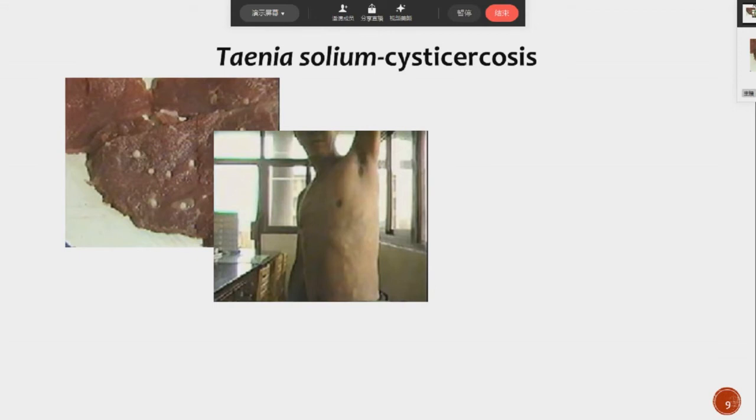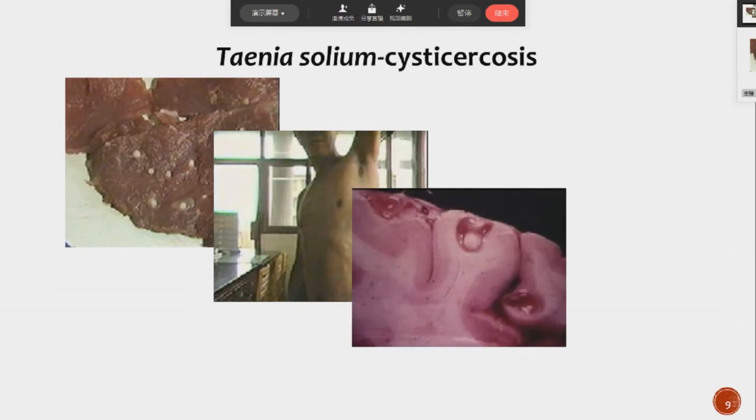But the larvae can parasitize not only our subcutaneous part or our muscles. Also, they can go into any part of our body. So the most dangerous one is when they are parasitic in our brain. If they are parasitic in our brain, then we call it neurocysticercosis. So in this man, we can see that there are three cysticerci parasitic in his brain, yes? Depending on which part of the brain they are parasitic in, the patient will have different clinical symptoms. Yes, that is for neurocysticercosis.